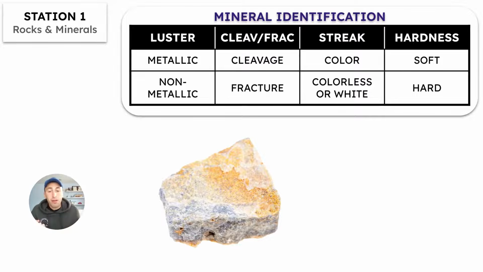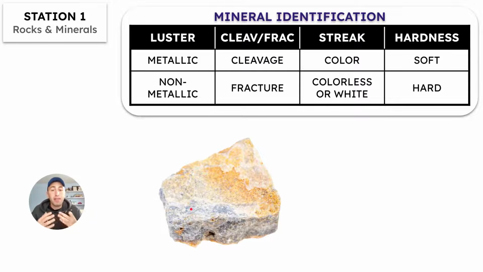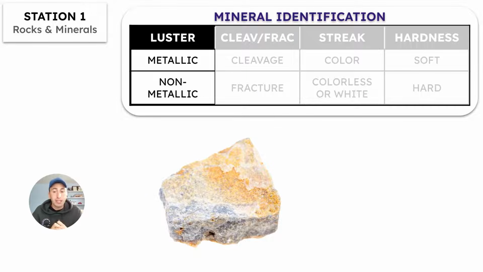So here we have a mineral we're looking at right here, and there are really 4 things you have to know to identify the mineral for the station. So there are four things that they give you to identify it: luster, cleavage or fracture, streak, and then hardness. So looking at this mineral, the teacher will give you the mineral at the station, and you'll have to mark off the different characteristics of this mineral. So first you have the luster.